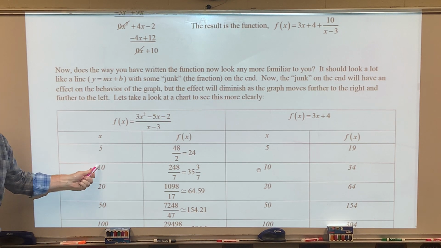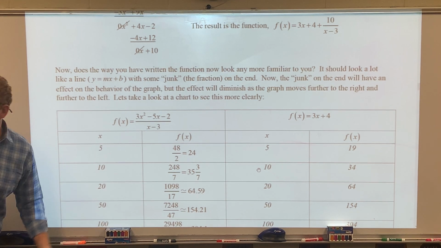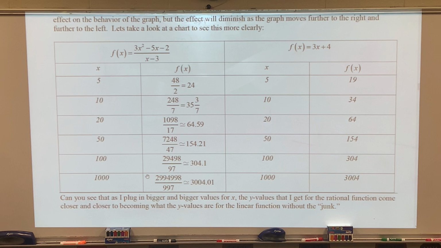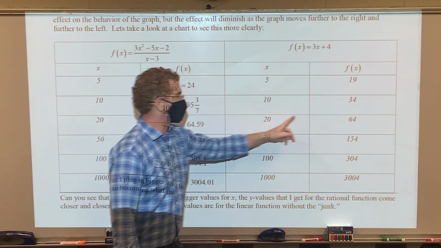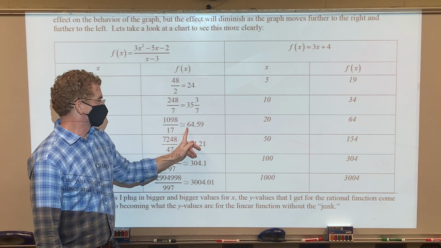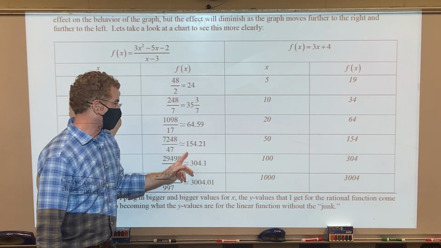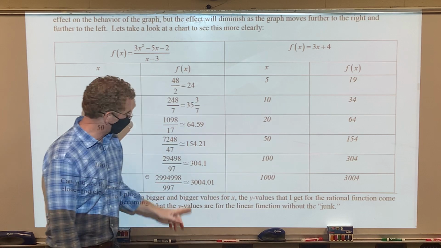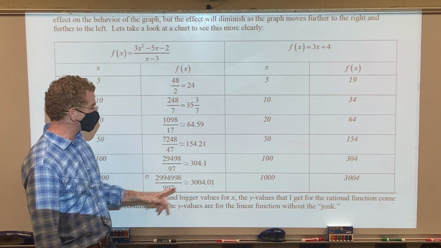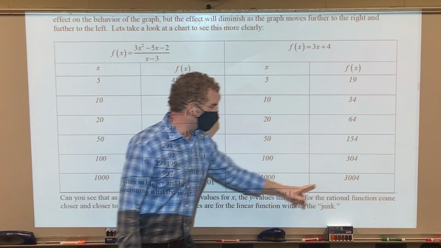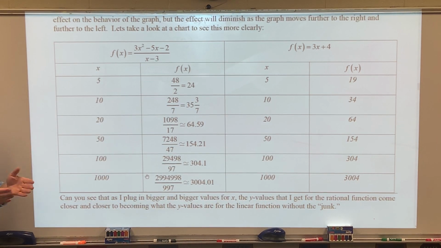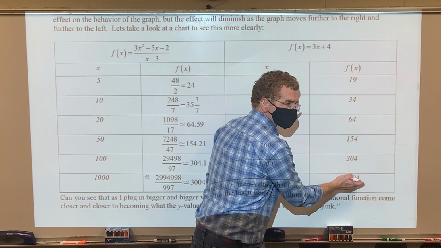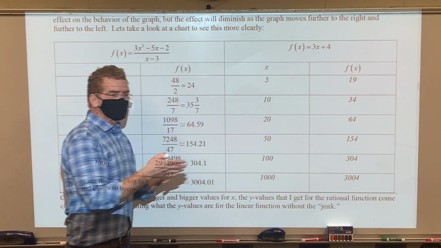But look what happens as I start going further out. 10, 20, 50, 100. Look at the y values. Instead of being 24 and 19, 5 apart, now they're 35 and 3/7 and 34. 64.5, 64. 154.2, 154. And even way out here at 1,000, 3004.01, 3004. So the further I get out, the more the slant asymptote values are the actual driving force of this graph.